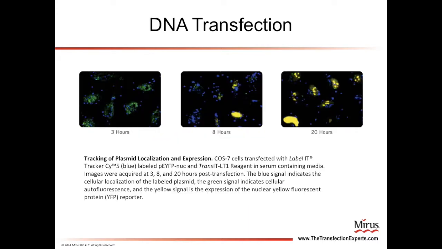This slide illustrates what happens in a typical DNA transfection. The 3 images show Cos7 cells that have been transfected with DNA, which is stained blue. The DNA that was delivered to these cells encodes a yellow fluorescent protein. As the DNA gets transcribed into RNA, and the RNA gets translated into protein, you begin to see the yellow fluorescence accumulating at the 8 and 20-hour time points.